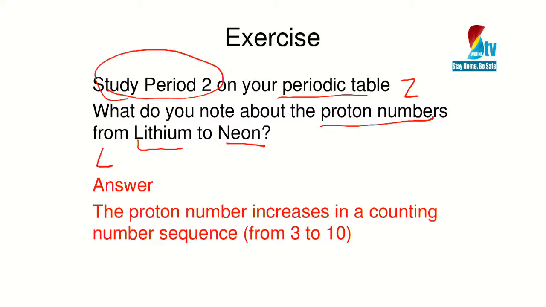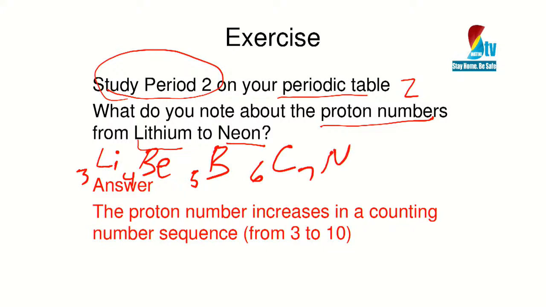For instance, with lithium, it has a 3 as a proton number. Beryllium has 4. We have boron with the 5. We have carbon with the 6. You have nitrogen with the 7. You have oxygen with an 8. You have fluorine with a 9. And lastly, there is neon with a 10.